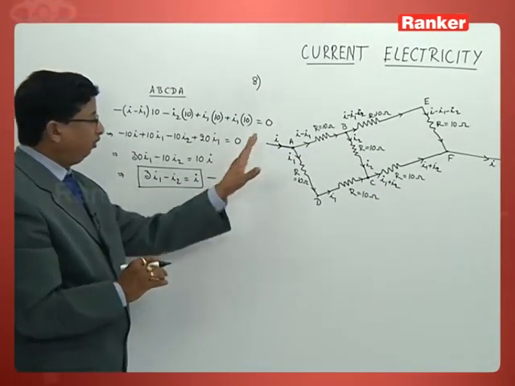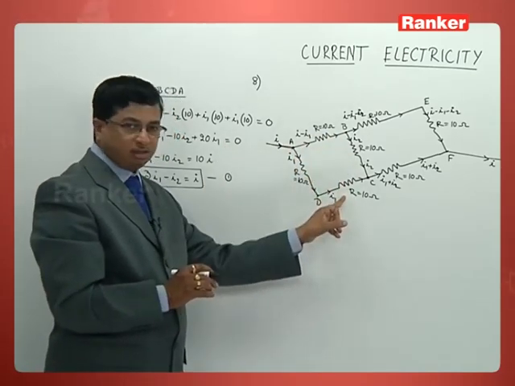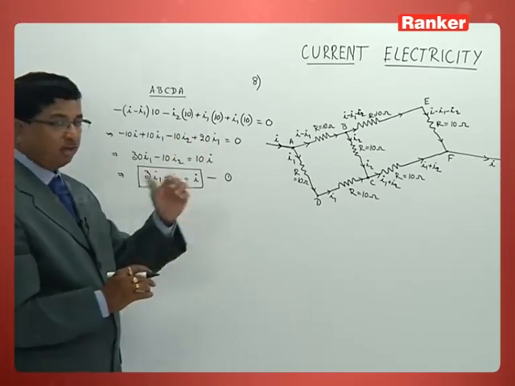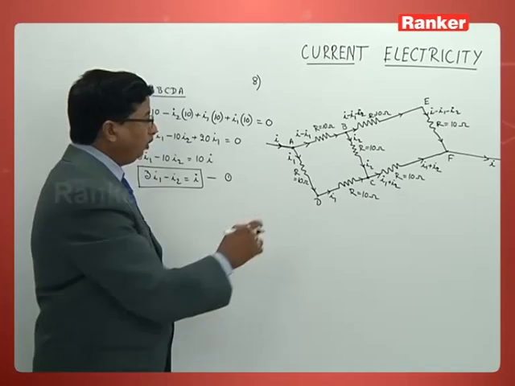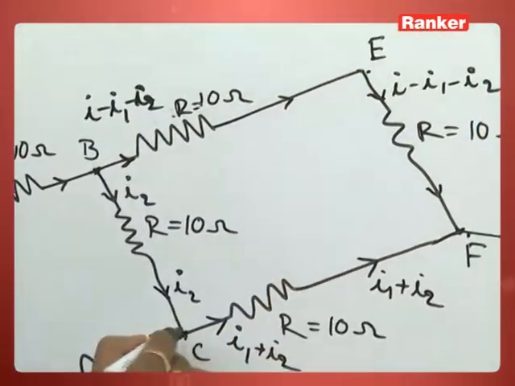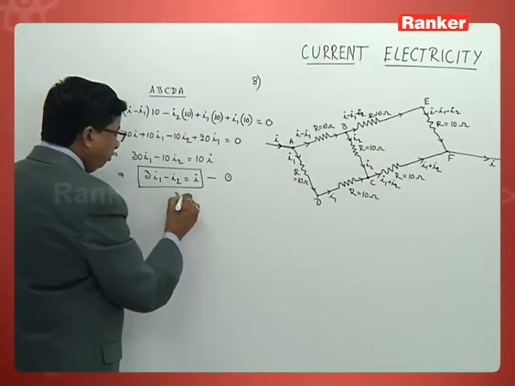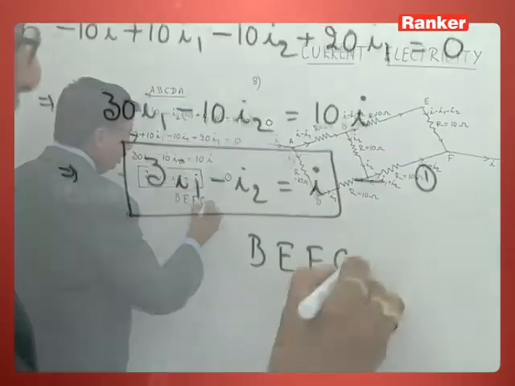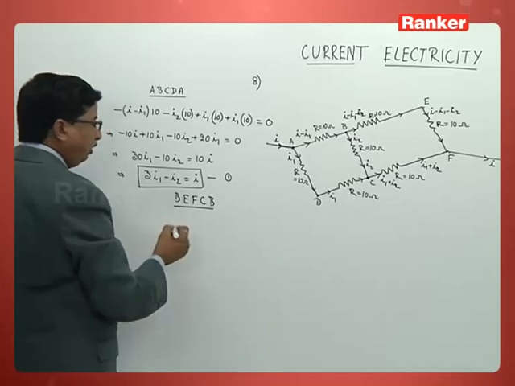So observe the way what I have done. I have taken first closed network and I have written the equation according to second law of Kirchhoff. Now you take the second circuit, please. B, E, F, C, B you take. I write the same. B, E, F, C, B. Same. Write down the equation.